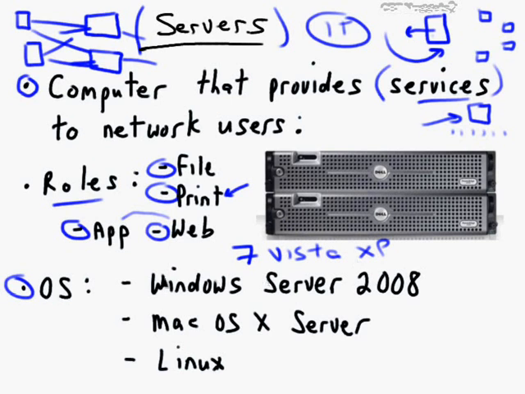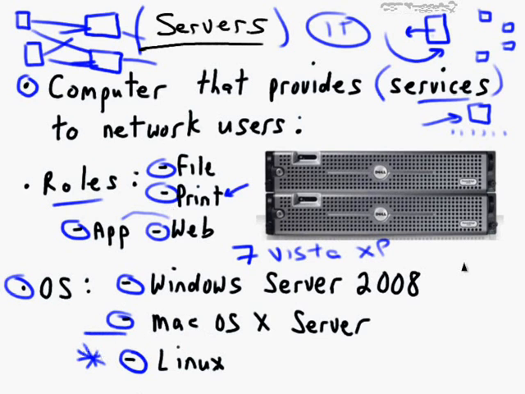However, there's also a server class line of OS from Microsoft. The most recent version is Windows Server 2008. In Apple land, Apple has Mac OS X Server, and pretty much any distribution of Linux Unix can be used as a server. So in that case, Linux Unix is a little bit different from the Windows or Mac worlds.